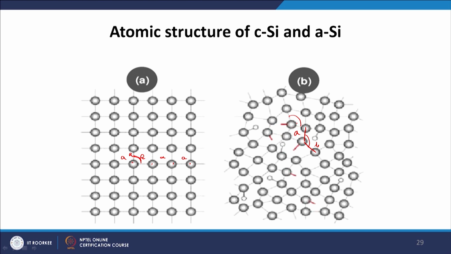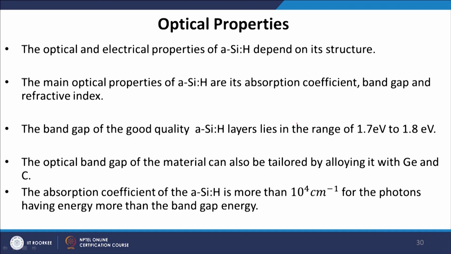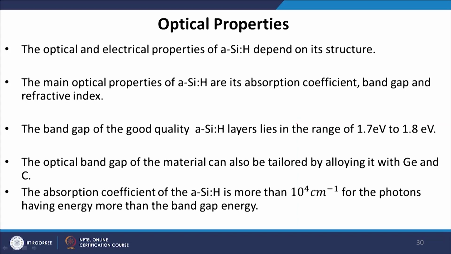Now, because of the change in the crystal structure, we know that the structure and properties are related to each other. Since the material properties are different, their optical properties are also different. The optical and electrical properties of amorphous silicon are way different from crystalline silicon. The main optical properties of amorphous silicon hydrogen are the absorption coefficient, band gap and refractive index. By absorption coefficient, we mean that hydrogenated amorphous silicon has a much higher absorption coefficient than crystalline silicon. That is why the same length of amorphous silicon can absorb almost 2.5 times more sunlight than crystalline silicon.